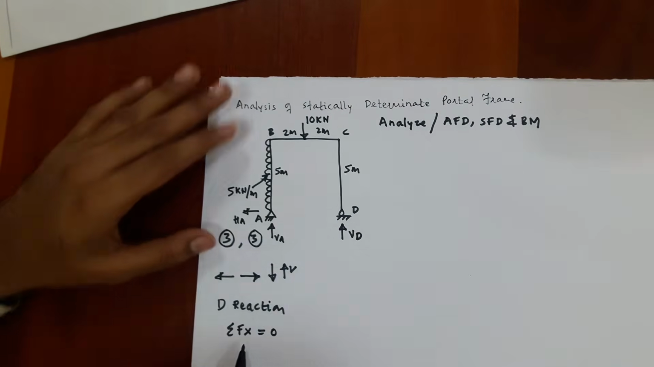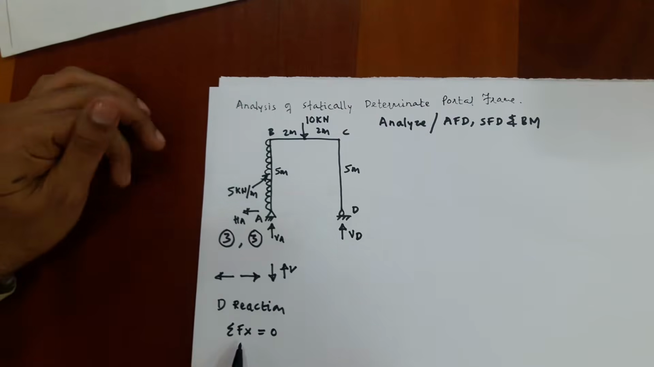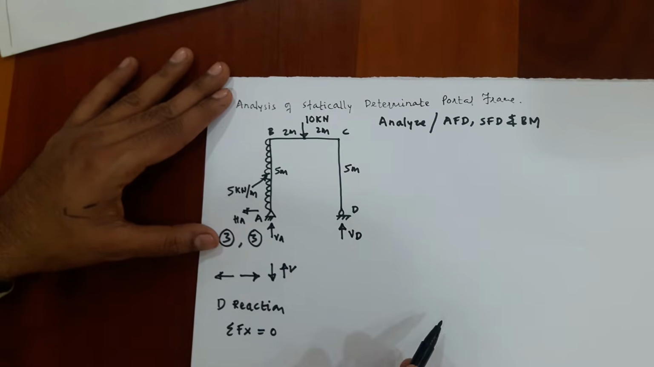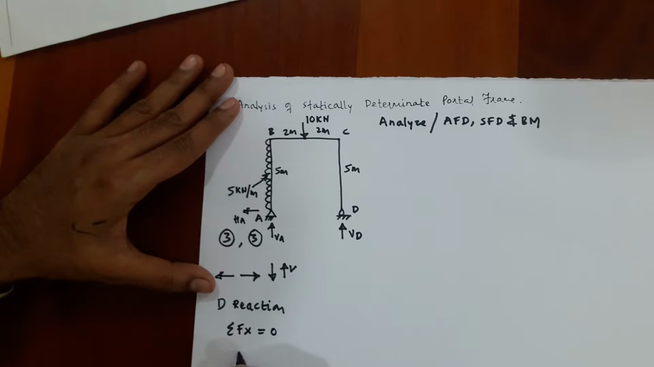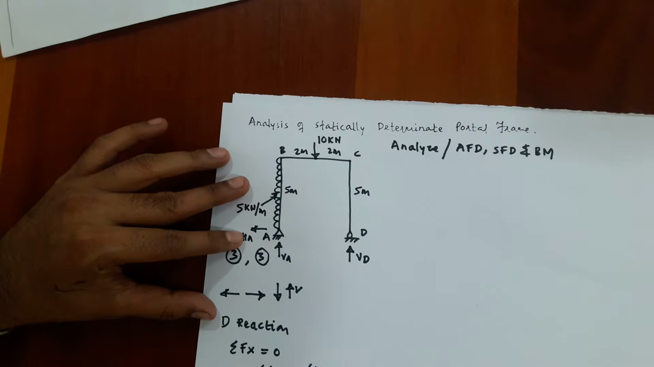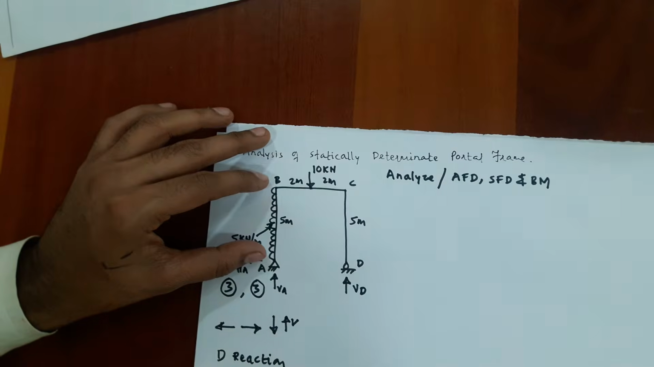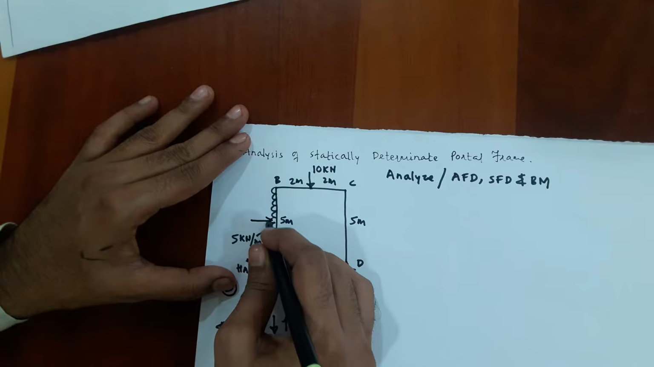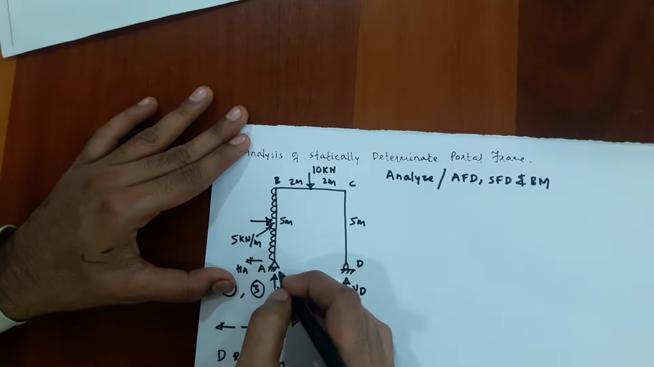What is the meaning of this? All the forces and reactions with respect to horizontal directions are equal to 0. Okay, and we have to take whichever the force is acting towards left, take it negative, and whichever the force is acting towards right, take it positive. Now here HA is acting towards left side, take minus HA, and we have this UDL, horizontal UDL.